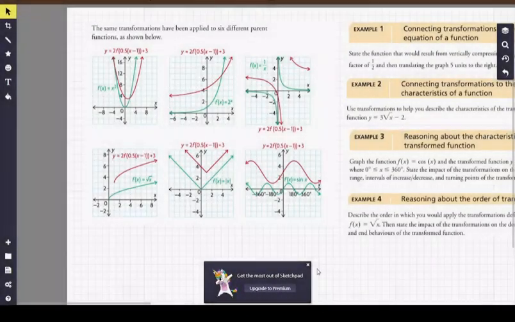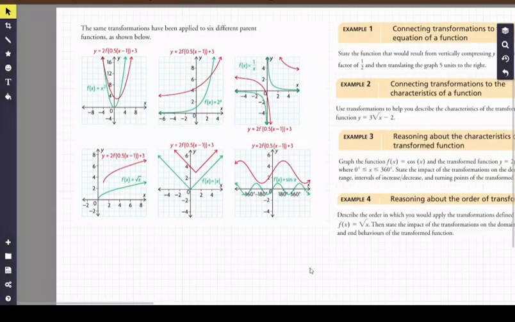Welcome back, everyone. Today we're going to be looking at chapter 4 of advanced functions, and we're going to be looking at sketching the graphs, and at some transformations to the parent functions that were introduced last class. Let's go ahead and get started.